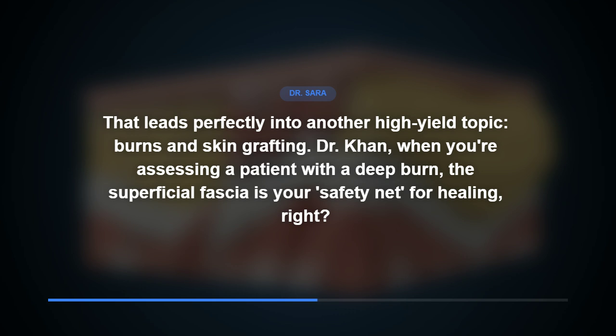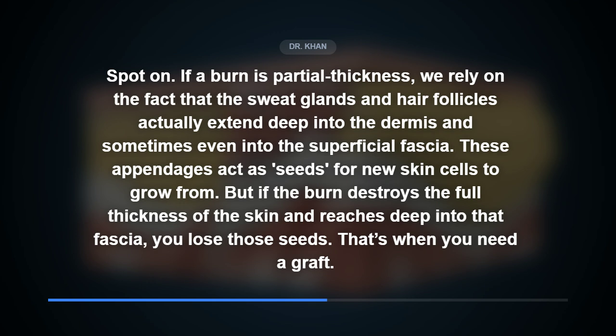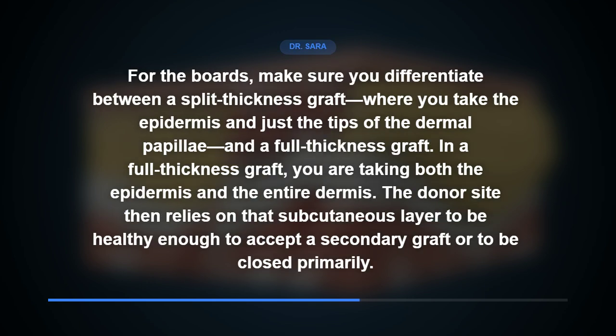That leads perfectly into another high-yield topic, burns and skin grafting. Dr. Khan, when you're assessing a patient with a deep burn, the superficial fascia is your safety net for healing, right? Spot on. If a burn is partial thickness, we rely on the fact that the sweat glands and hair follicles actually extend deep into the dermis, and sometimes even into the superficial fascia. These appendages act as seeds for new skin cells to grow from. But if a burn destroys the full thickness of the skin and reaches deep into that fascia, you lose those seeds. That's when you need a graft.